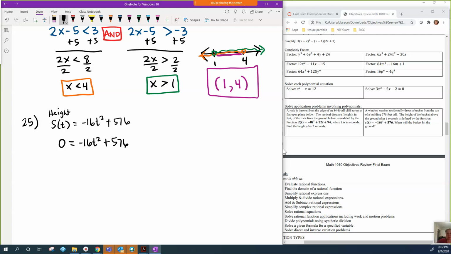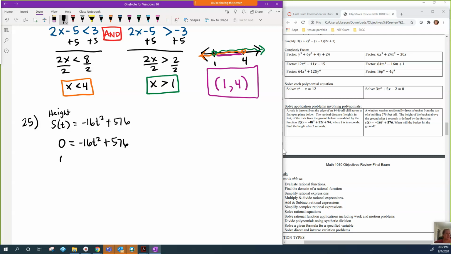You're going to have to remember, right? I mean, if it can be factored, great. That's probably going to be the fastest way to go about it. But if not, then the quadratic formula is the way a lot of students like to go on this. So if we factor this, let's see, will negative 16 divide into 576? I think it will. So 576 divided by negative 16 goes in negative 36 times.